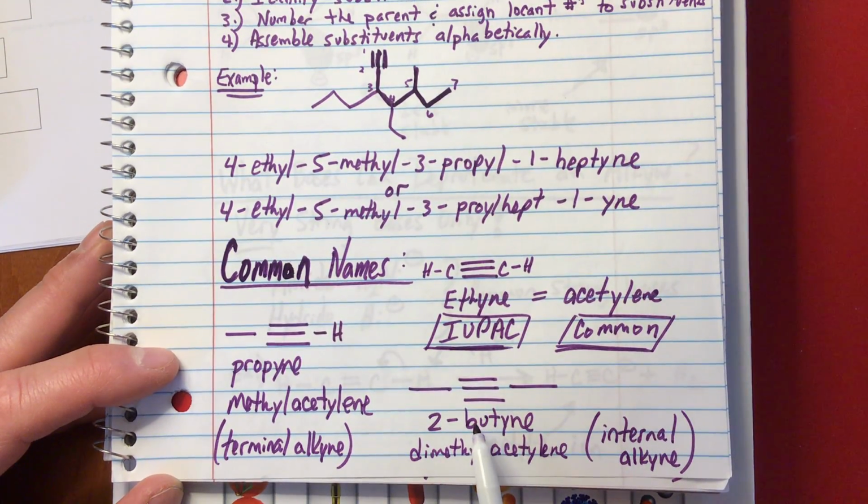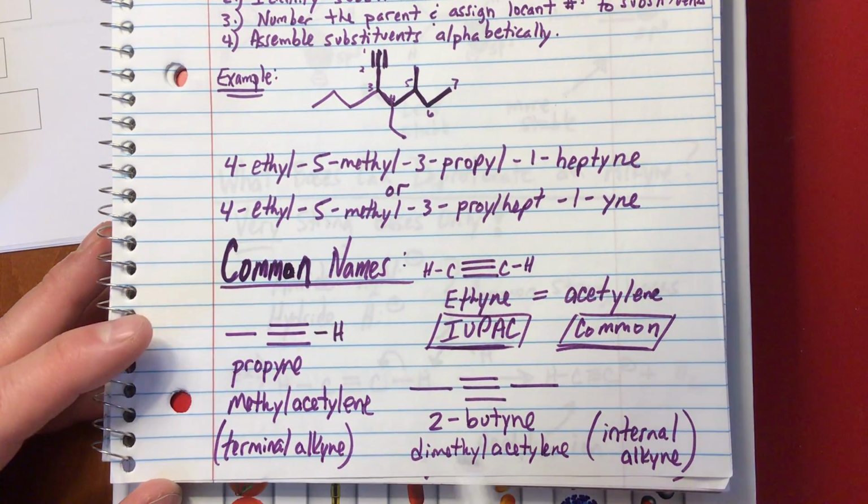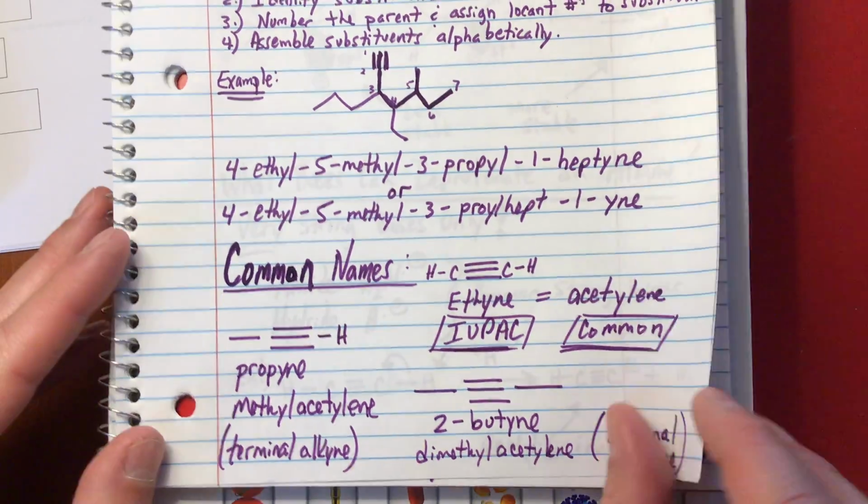Another example of common naming would be, here we have 2-butyne. We have 1, 2, 3, 4 carbons, so it's butyne, and the triple bond is at carbon 2. So 2-butyne would be the IUPAC name, but for the common name, we have acetylene here, and a methyl group on each end, so we would call it dimethylacetylene. And this would be considered an internal alkyne because the triple bond is not on the end carbon. So a couple of examples of different types of common names.